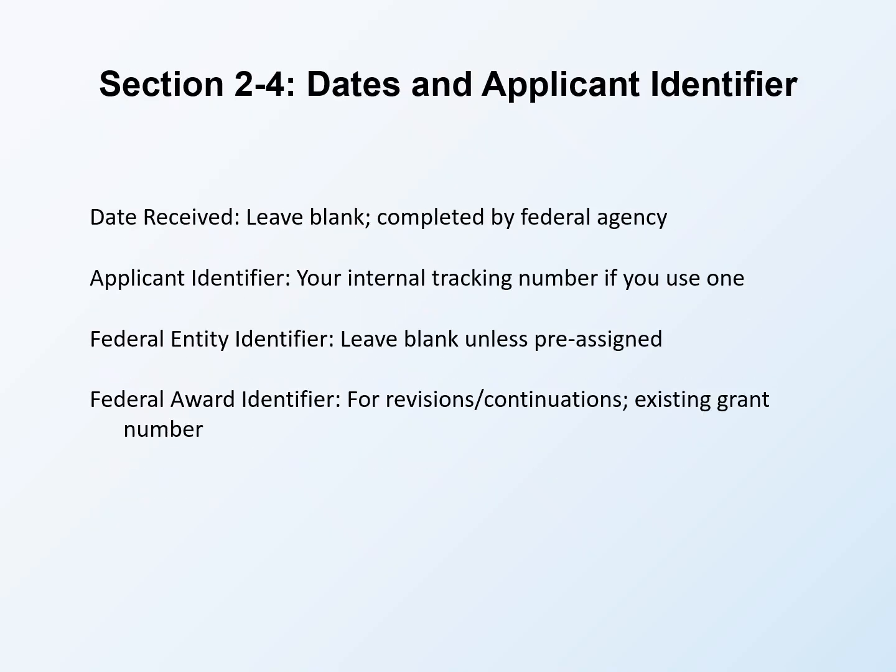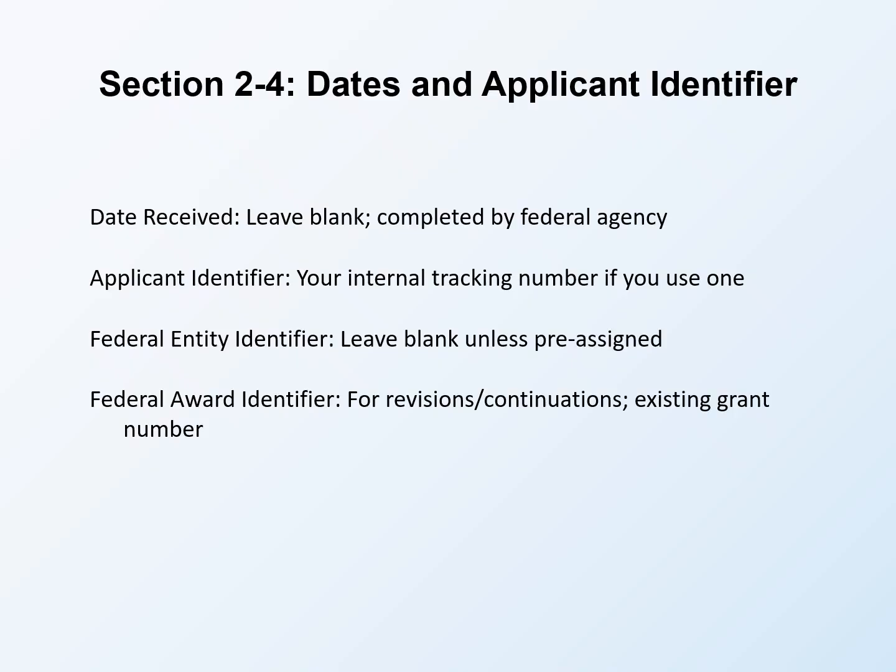Sections 2 through 4 contain date and identifier fields with specific completion rules. Date received in Section 2 should be left blank. The federal agency completes this field when they receive your application. Entering a date here yourself is incorrect and may cause confusion.